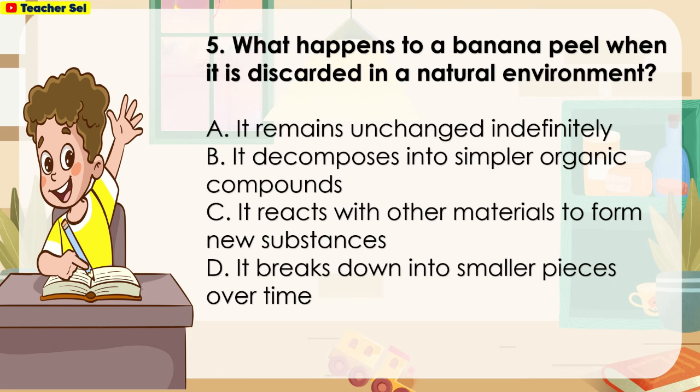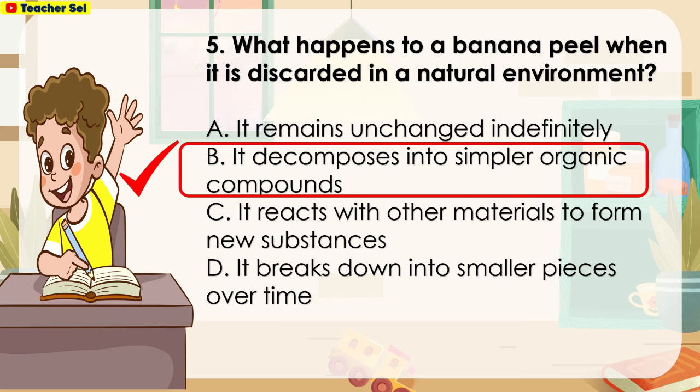What happens to a banana peel when it is discarded in a natural environment? It remains unchanged indefinitely. It decomposes into simpler organic compounds. It reacts with other materials to form new substances. It breaks down into smaller pieces over time. You're right, the correct answer is letter B. It decomposes into simpler organic compounds.